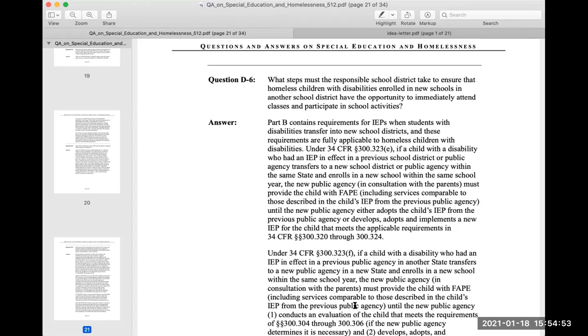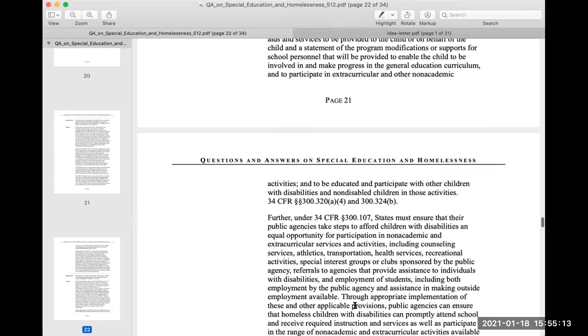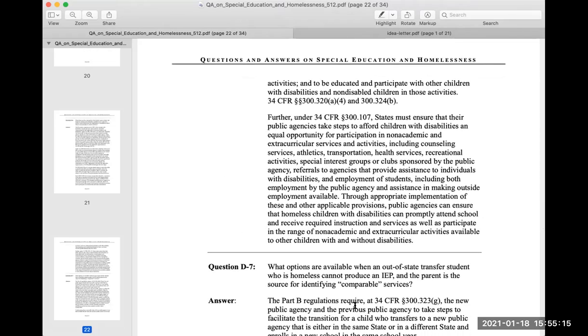Page 20. Questions and answers on special education and homelessness. Question D6. Answer. What steps must the responsible school district take to ensure that homeless children with disabilities enrolled in new schools in another school district have the opportunity to immediately attend classes and participate in school activities? Part B contains requirements for IEPs when students with disabilities transfer into new school districts, and these requirements are fully applicable to homeless children with disabilities.